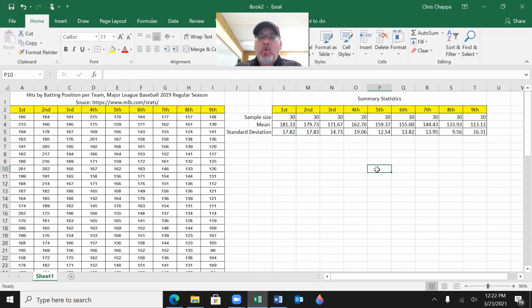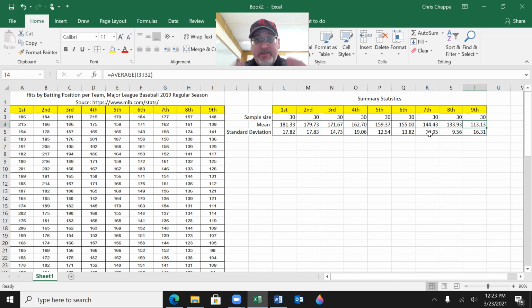All right, so what could we possibly be asking here? We could be asking, is the mean number of hits the same based on batting position? For example, the mean number of hits from the first position is 181.33. But if you go to the ninth position, the last in the batting order, it's only 113.13. Now, this is probably by design.